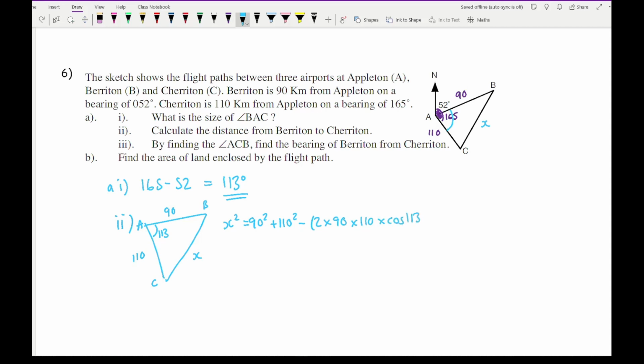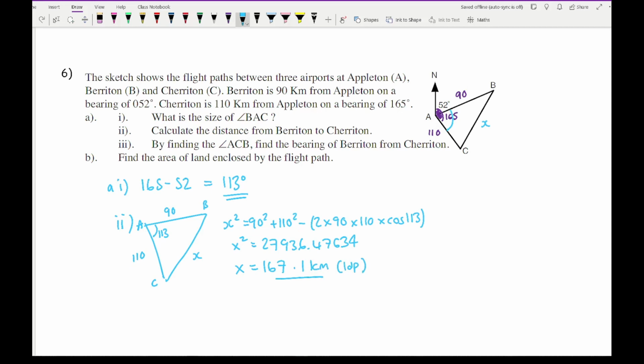cos of 113. So if I type that into my calculator now, I get 90 squared plus 110 squared minus 2 times 90 times 110 times cos 113, and I get an answer of 27936.47634. So x equals the square root of that answer, which is 167.1 kilometers, and that's to 1 decimal place.